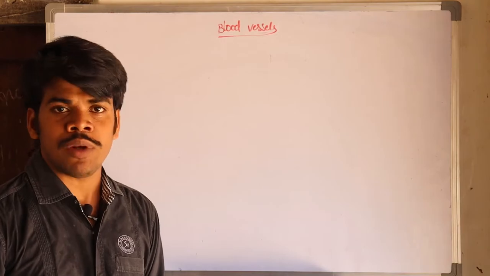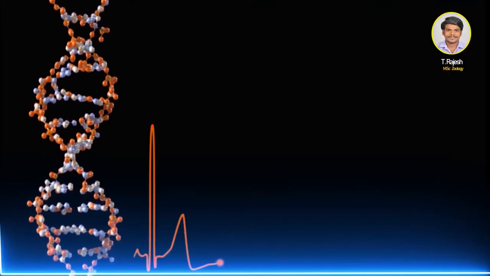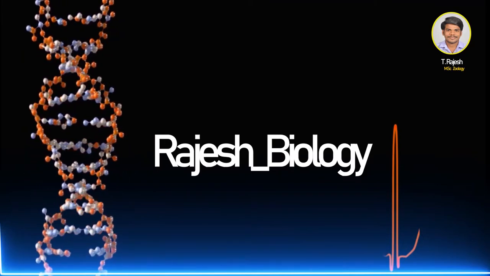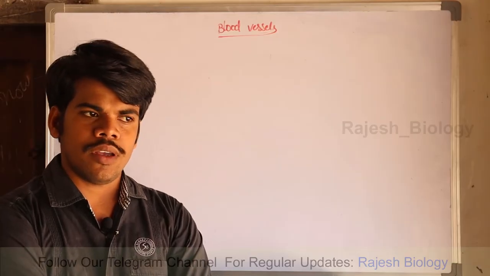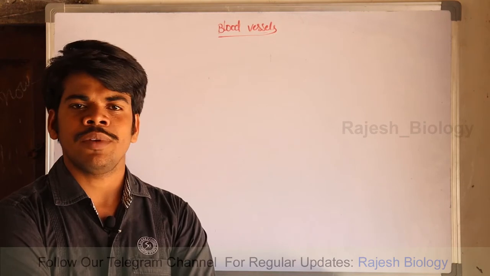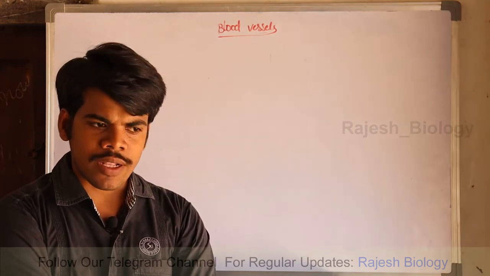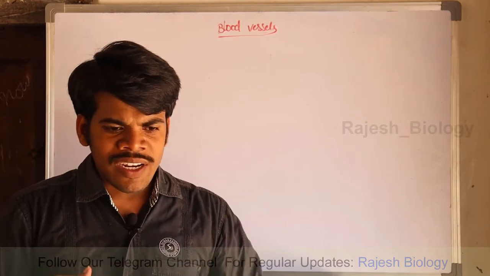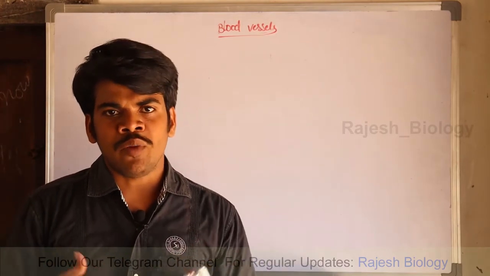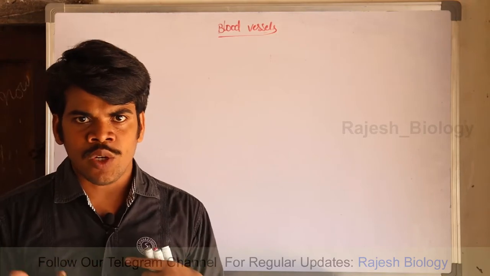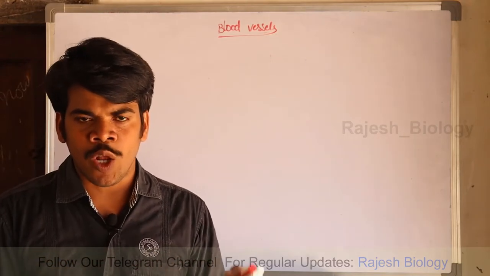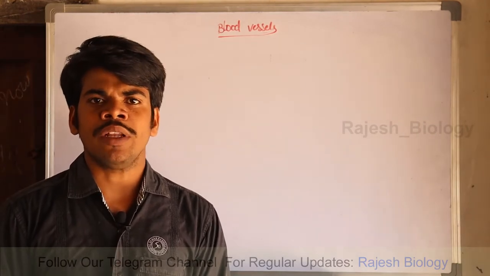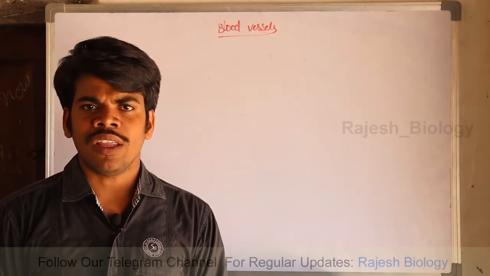Today I am going to teach about blood vessels. Humans have a closed type of circulatory system. That means blood always passes through blood vessels. So our body is filled with a network of blood vessels, either veins or arteries or capillaries, whatever it is, blood always passes through the blood vessels. So we have to know about the blood vessels' structure and their function.